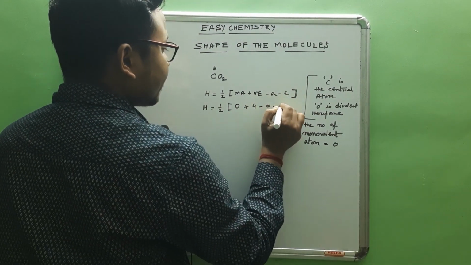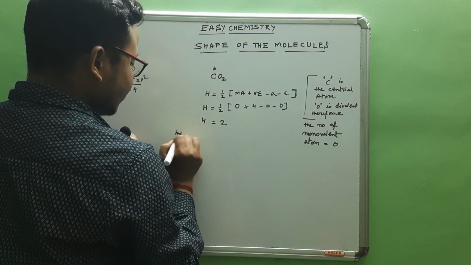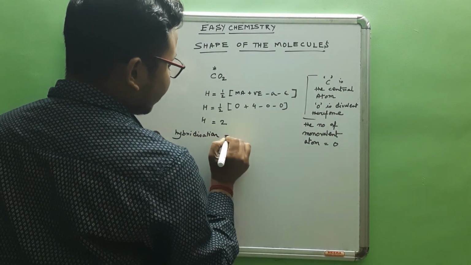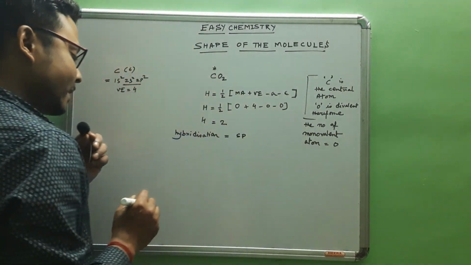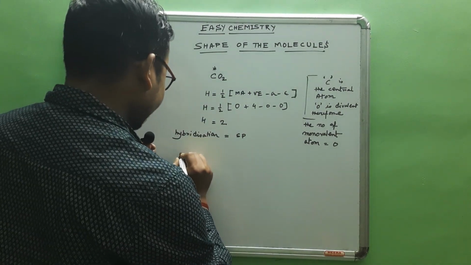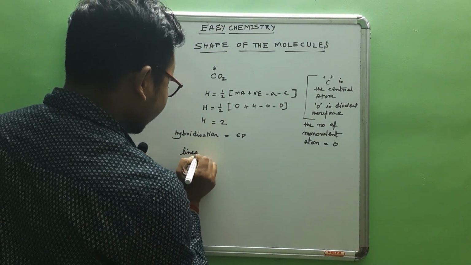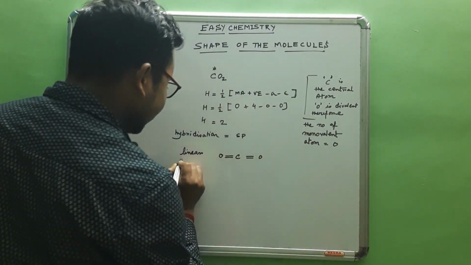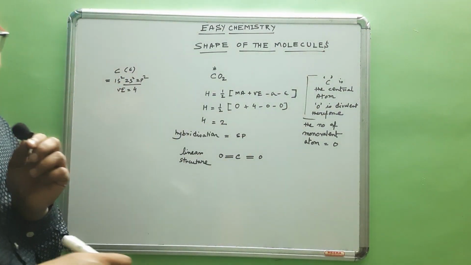So the valence electron is 4. Therefore, it gives 2. So the number of participating orbitals is 2, so the hybridization should be sp. So carbon is sp hybridized. What will be the structure of sp hybridization? sp hybridization gives a linear structure. So here carbon and the two oxygen atoms are there in a linear structure. So the structure of carbon dioxide is linear.